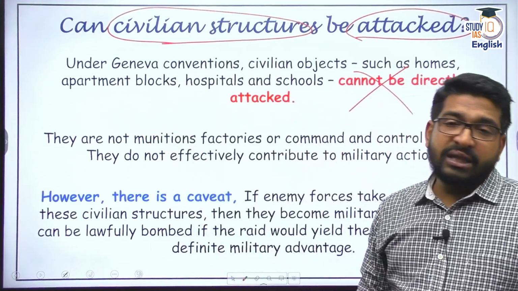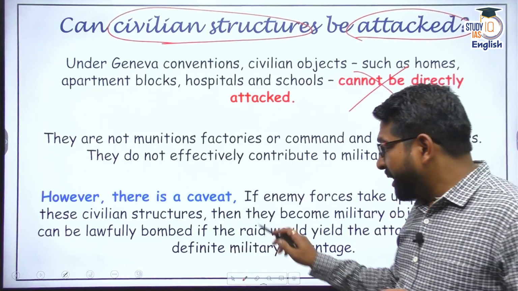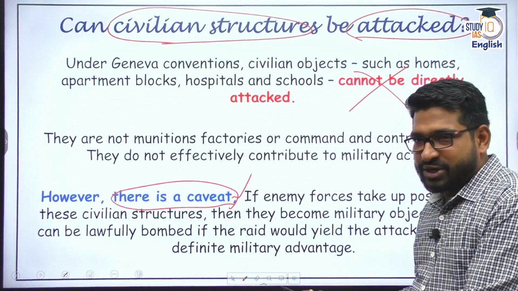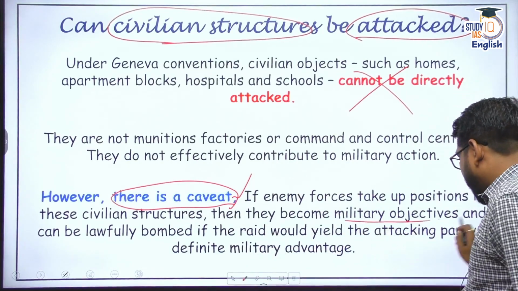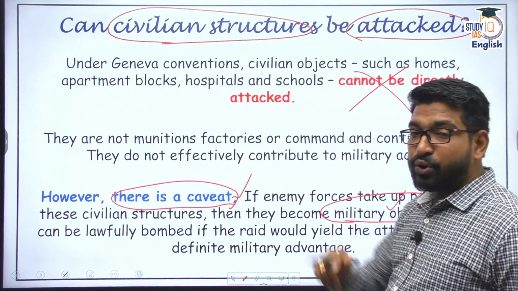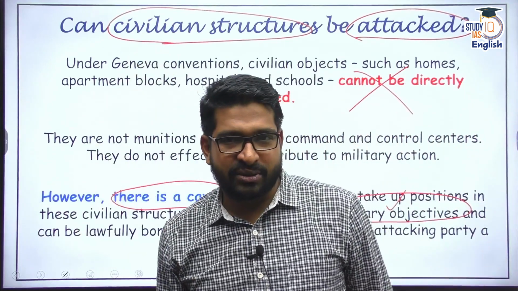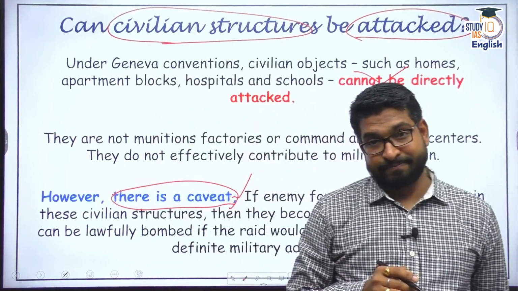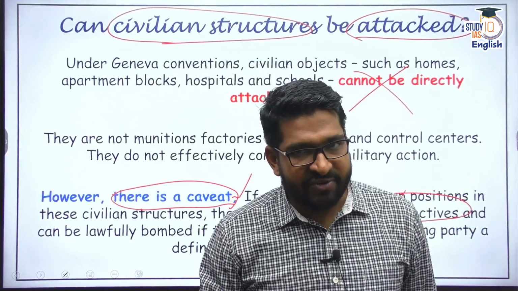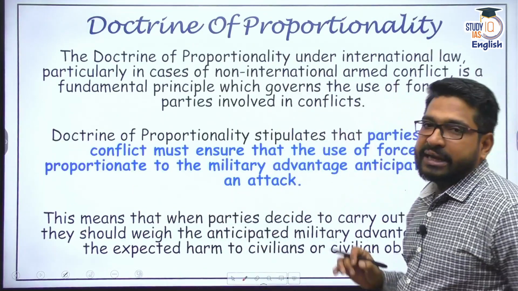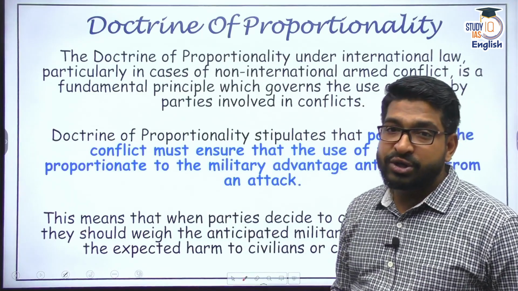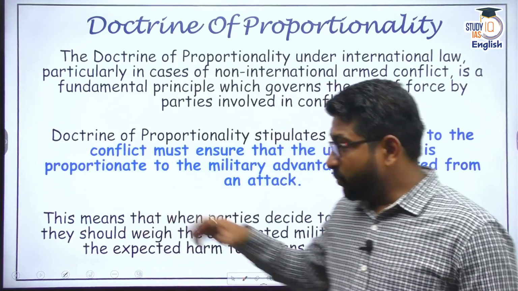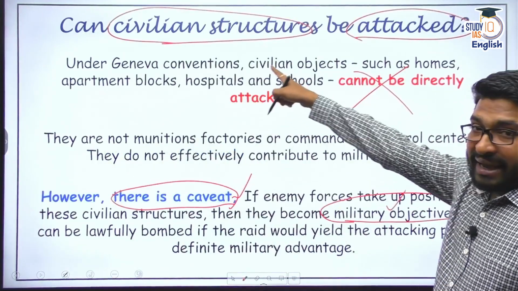However, in the conventions itself, in the conventions and the protocol, there is a caveat. Now, what is this caveat? It is if civilian structures are being used for military objectives, in such a scenario, you can attack a civilian structure. Now, under this itself, probably you can say Israel is attacking the civilian structures in Gaza. Now, the question comes up. Sir, what is this caveat? The caveat is the doctrine of proportionality. There might be a standalone question. What do you understand by the doctrine of proportionality connected to the international humanitarian law? It's quite simple. As I told you, directly you cannot attack civilian structures.